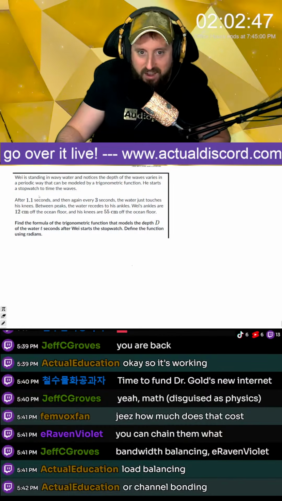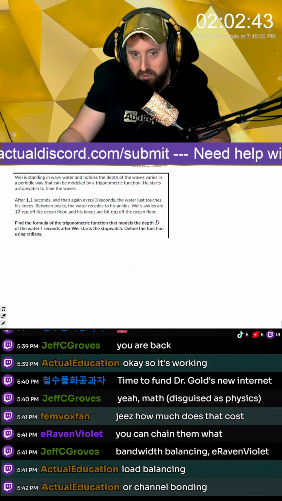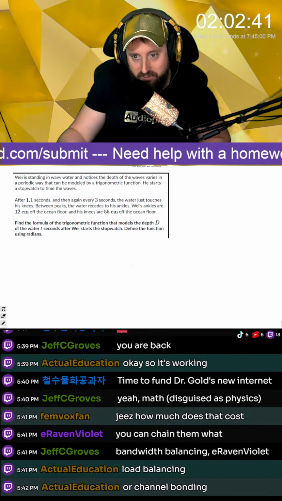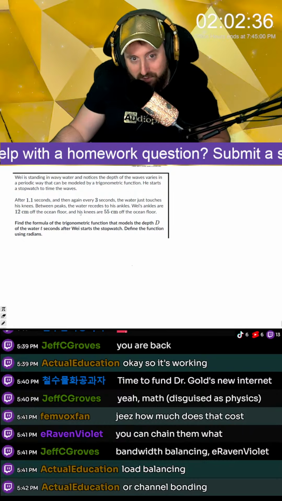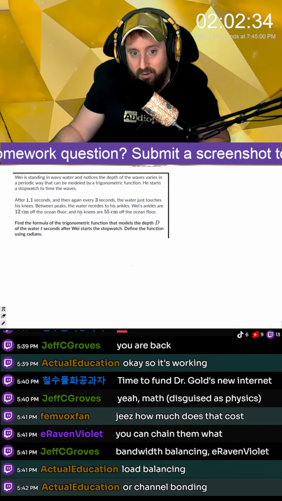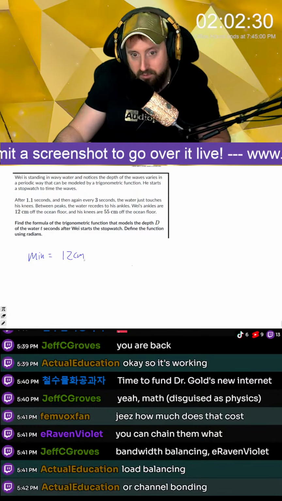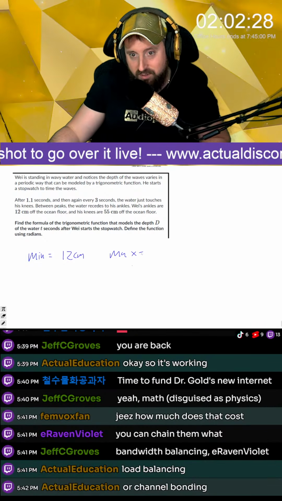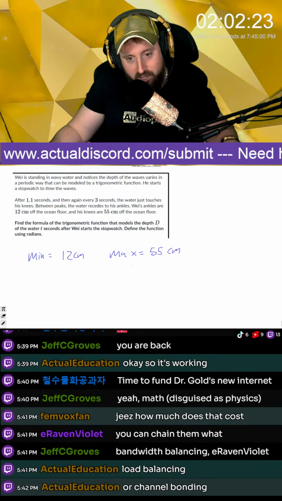Okay. After 1.1 seconds and then every 3 seconds, the water just touches his knees. Between peaks, the water recedes to his ankles. Wade's ankles are 12 centimeters off the ocean floor and his knees are 55 centimeters off the ocean floor. Oh, okay, cool. So the min is equal to 12 centimeters. The max is equal to 55 centimeters. Exactly. Very good, Shantrix.